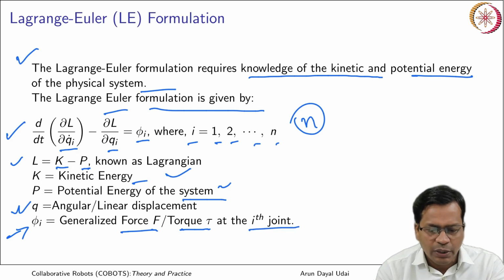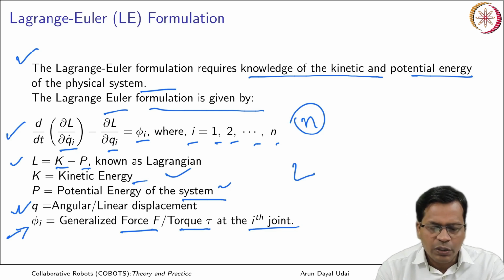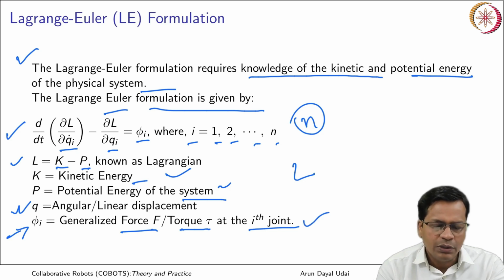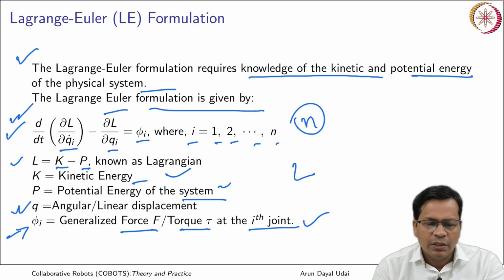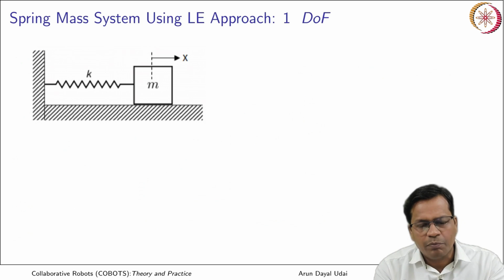So L is for the whole system, but when we do partial derivatives, we do it with respect to a particular joint. So those joint torques or forces will be obtained using each individual equation. Okay, so let us start using it here for a simple spring mass system using the Lagrange-Euler approach.